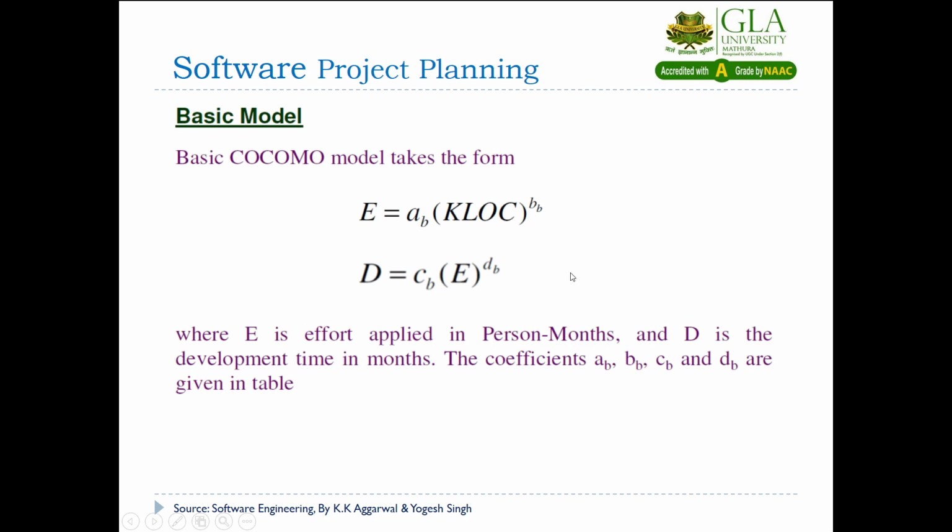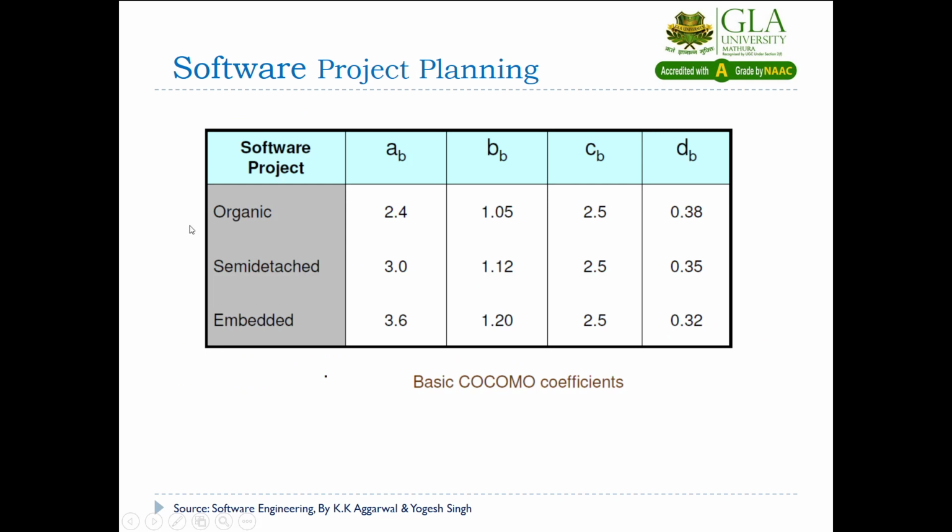From where will we get the A, B, C, D coefficients for the basic model? There is a table through which we can get all the values of A, B, C, D for all three types of projects: organic, semi-detached, and embedded. For every type of project we have the values of A and B for the effort computation, and C and D for the development time computation. So if you are going to compute the effort and duration for an organic type project, then you will utilize this row.